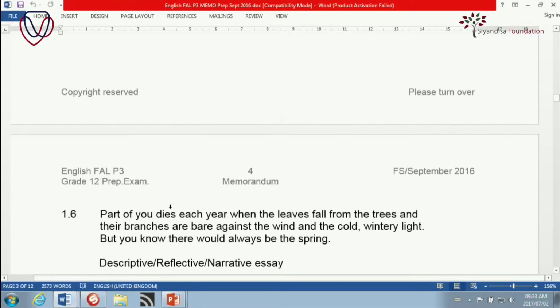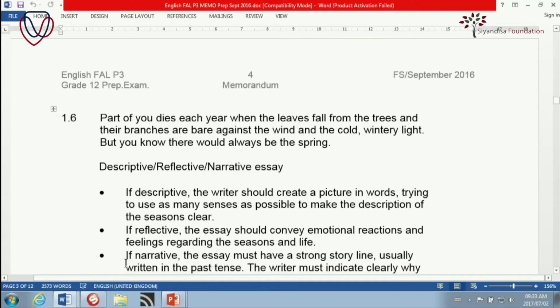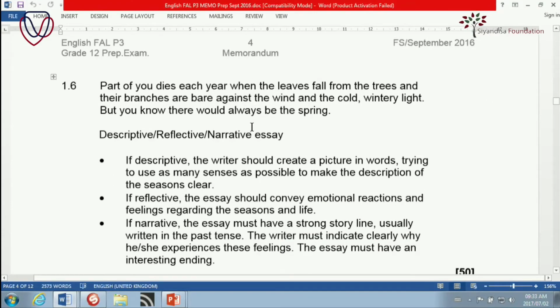Okay, you've seen it already, so let's just put it up there. Part of you dies each year when the leaves fall from the trees and their branches are bare against the wind and the cold wintry light. But you know there would always be the spring. Now this one, you see the first one they put there is descriptive. Yes. If I were to write this, it would be a descriptive essay. However, reflective and narrative can also provide really good logical responses to this. So there we are, the same. Reflective or narrative can also be added, and any one of those three will provide a valid response.